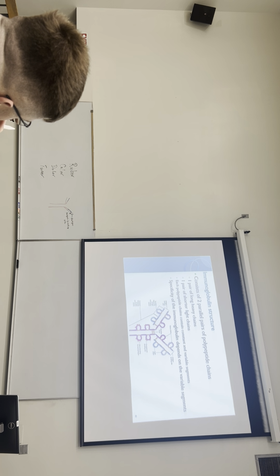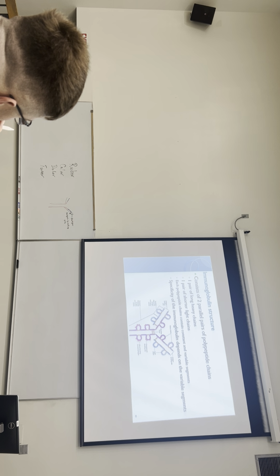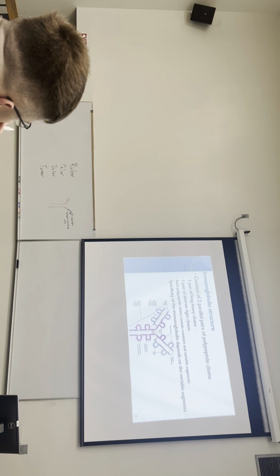At the tips of those prongs is where the antigen will bind. It's because these can be different in each of the immunoglobulins that are produced that the antigens they bind are also different. So it's specific. That's called the variable segment. The other ones are the constant segments.